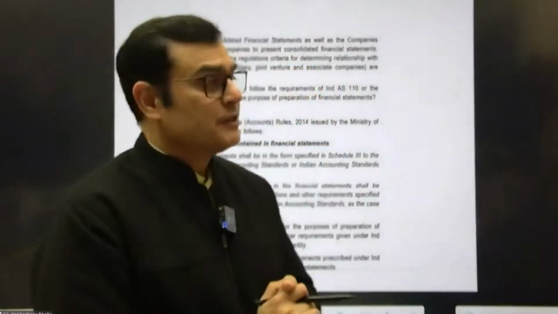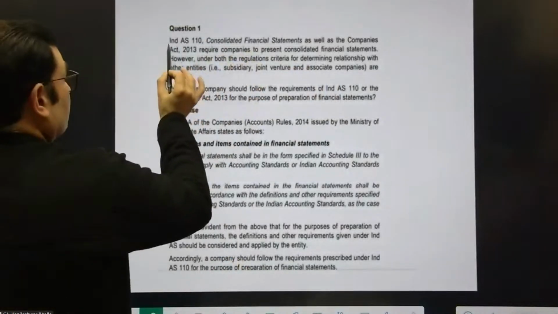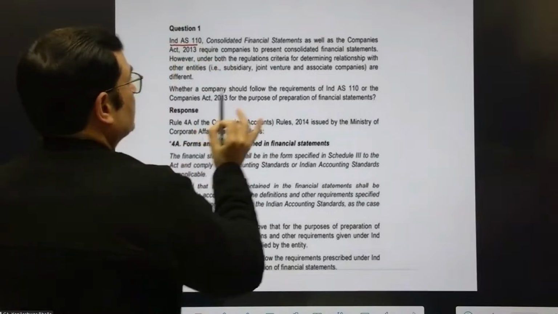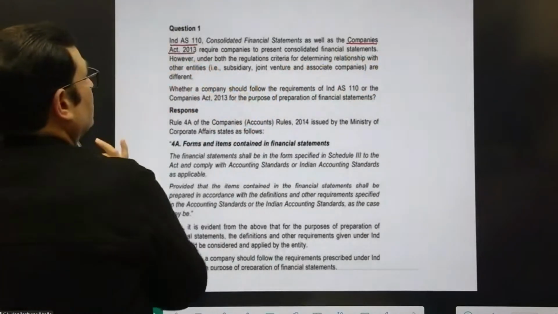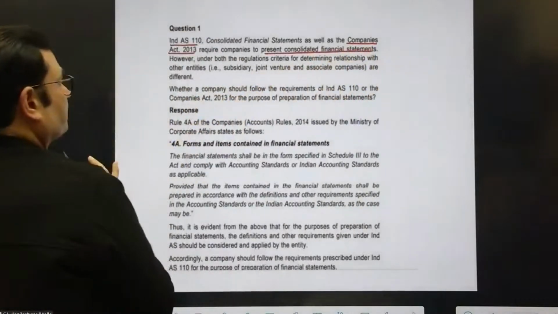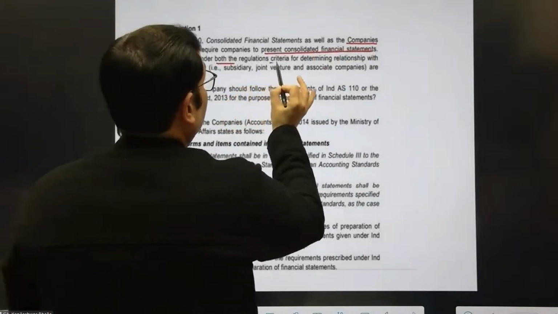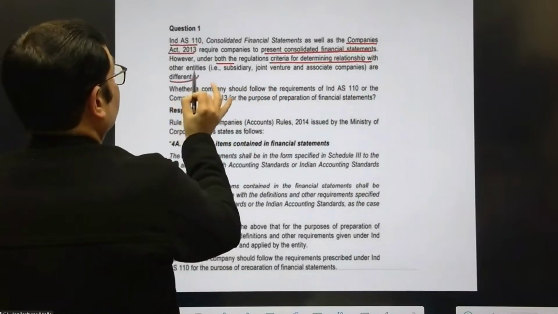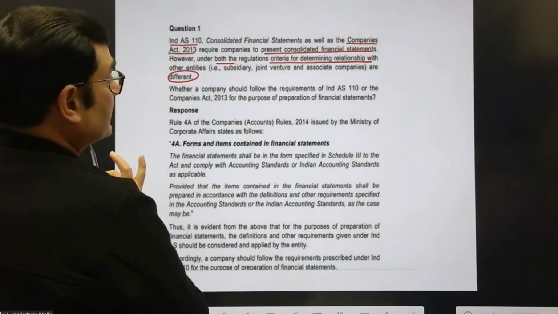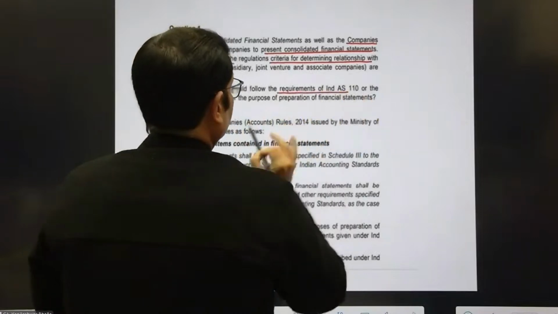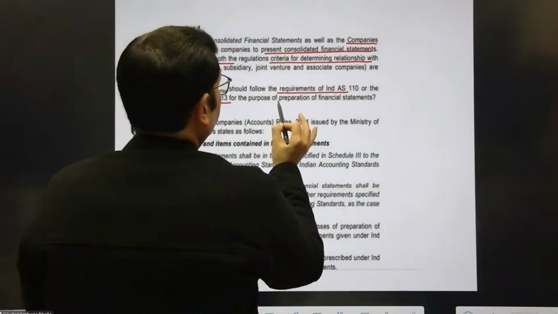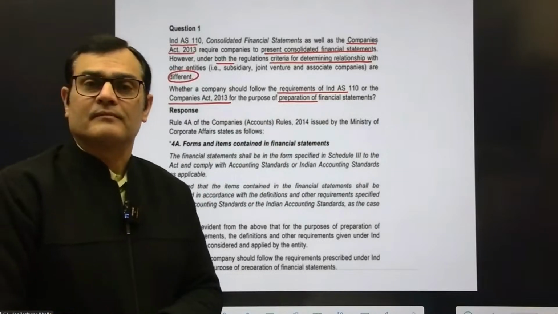What is the clarification? This is what I've taken from the education material under Ind AS 110. Let's read the inputs. Ind AS 110 consolidated financial statements as well as the Companies Act requires a company to present consolidated financial statements. However, under both the regulations, the criteria for determining the relationship with other entities are different. As I've already said, rule-based and principle-based assessment. Whether a company should follow the requirements of Ind AS or the Companies Act 2013 for the purpose of preparation of financial statements. So there is a possibility that under the Companies Act you say that it is a subsidiary or it is not a subsidiary, and Ind AS 110 takes a different view based on a principle-based assessment.